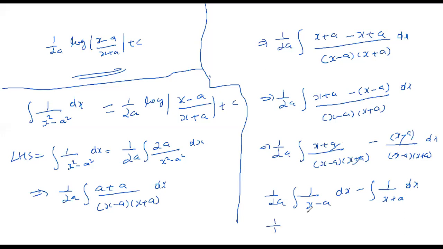It means the answer will be 1 by 2a into log of mod x minus a minus log of mod x plus a plus c. It's like log a minus log b. What is log a minus log b? It becomes log a by b. So this is the answer.